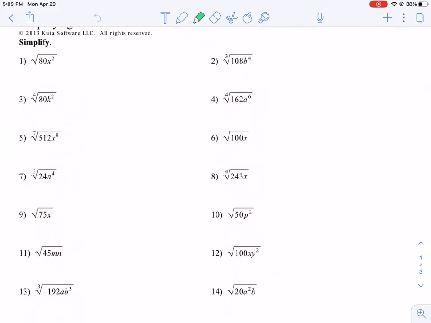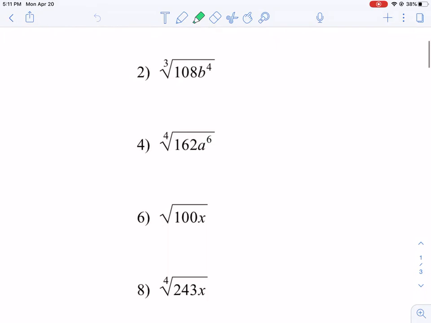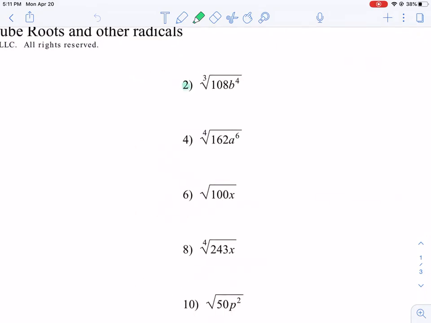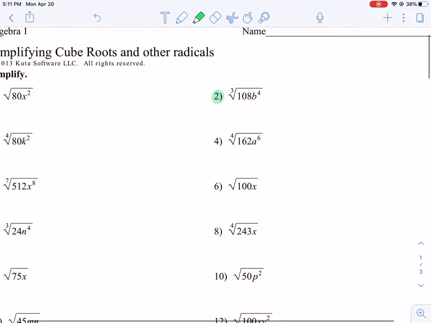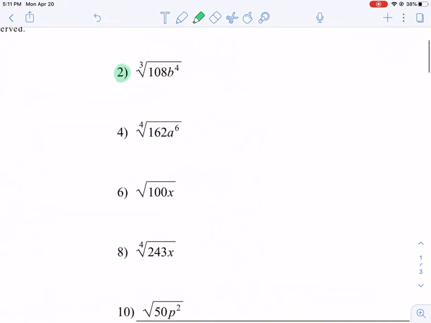I'm just going to choose a couple. Let's start with number 2. That one looks like it's going to be a little tricky. Number 1 is a square root, so we're going to go ahead and skip that one.